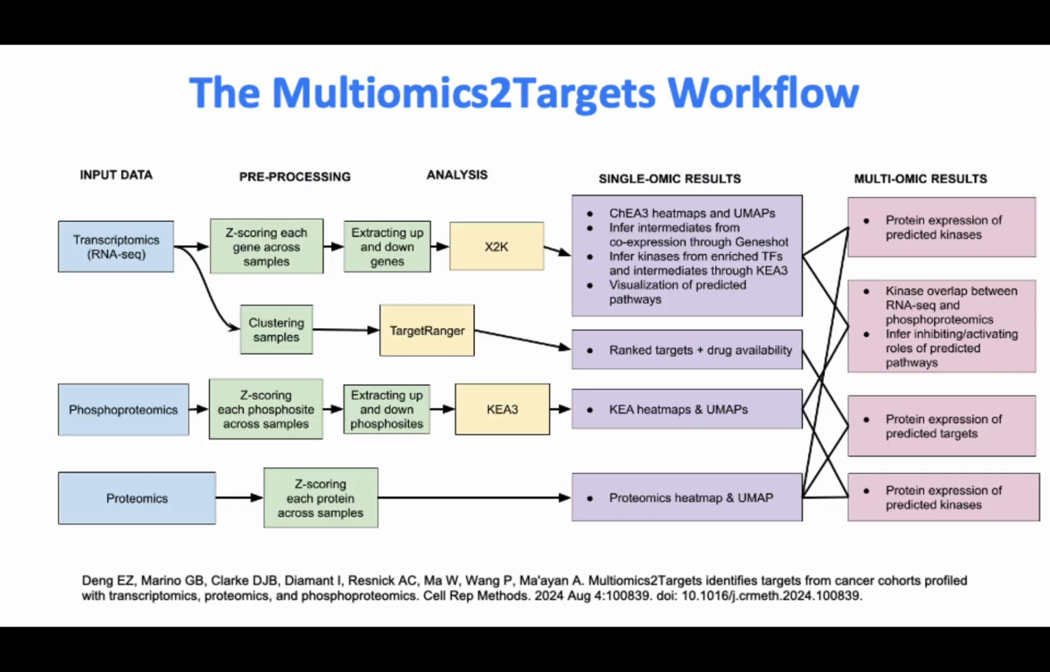So this is the workflow diagram for Multiomics2Targets, and this utilizes many of those apps and background apps I was explaining before. So from the transcriptomics data on the sample level, we're performing that X2K analysis, as well as at the cluster level, performing Target Ranger analysis to identify those cell surface proteins that might be good targets for immunotherapy. We also additionally enrich the phosphoproteomics directly for those kinases, produce UMAPs, as well as using the proteomics to annotate those cell surface targets we identify from Target Ranger, as well as driver kinases we identify through X2K and from the phosphoproteomics.